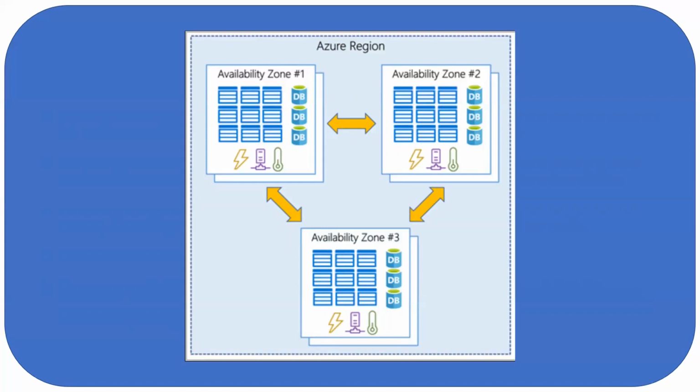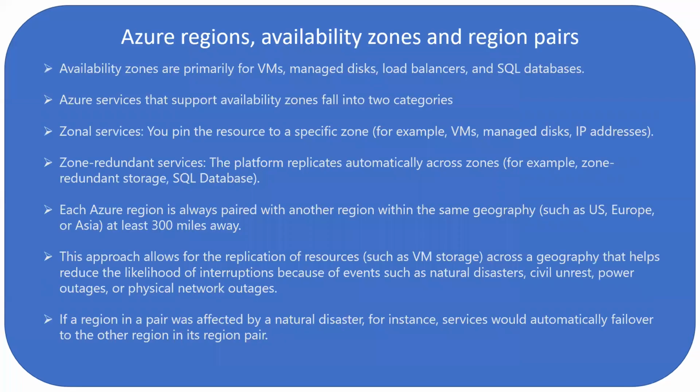This is a diagram which depicts an Azure region and multiple availability zones in that region, and each availability zone has one or more data centers. Now, availability zones are primarily for virtual machines, managed disks, load balancers, and SQL databases. These are the kind of services which you usually create in a zone redundant fashion. Like you will usually create a virtual machine in 2 or 3 different zones in the same region, because it needs high availability. Same goes with a load balancer, a SQL database or a managed disk.